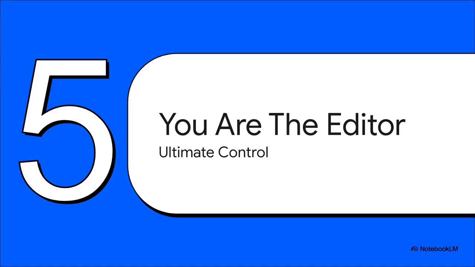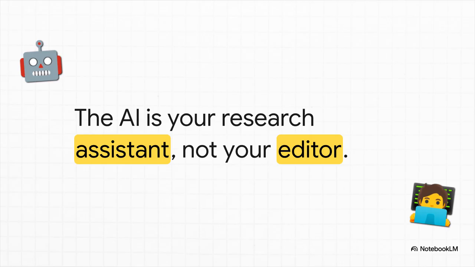And finally, Section 5, you are the editor. Here is the absolute most crucial takeaway. The AI is your research assistant, not your editor. You dictate the exact terms of the investigation. The machine does not have the final say, you do. You use the Inquisition method to command it, you use those 3 essential components to structure it, and you use chain of thought to verify it. But at the end of the day, you are the one with ultimate editorial control.